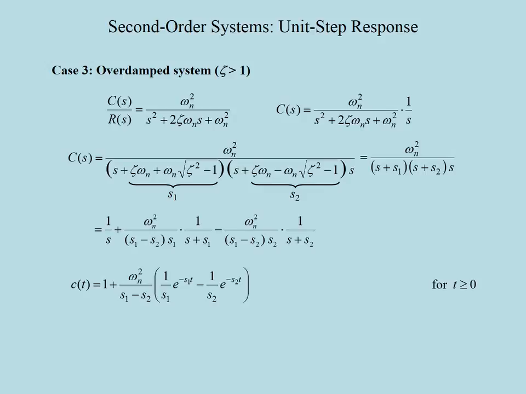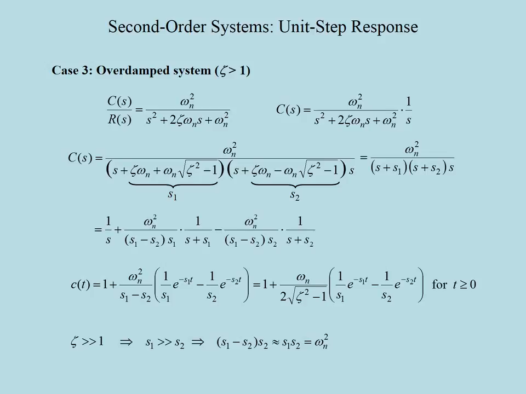And C of t will be composed of a unit step function and two decaying exponential functions, which can be expressed either in this form or this form. To consider an extreme case, let us assume that zeta is much larger than 1. In this case, s1 will be much larger than s2.